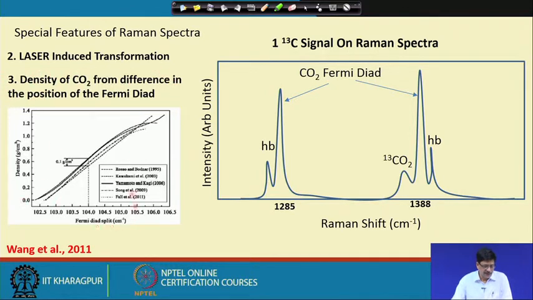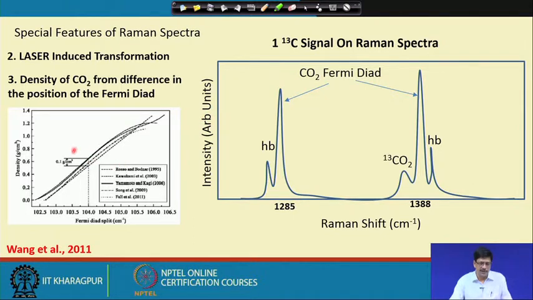As far as this diagram is concerned, which is coming from Wang et al. 2011, we see here that the density of carbon dioxide varies from almost 0.2 to almost 1.4, and the difference between the Fermi diad values varies from 102.5 to 106.5. This difference in the Fermi diad is also an expression of the density of the carbonic phase. So, Raman spectra in a way gives us a lot of information, and it could still be further worked upon to get many more such information from the Raman spectra.